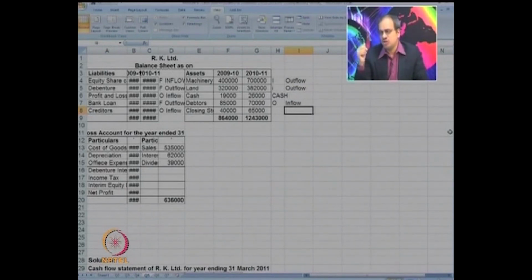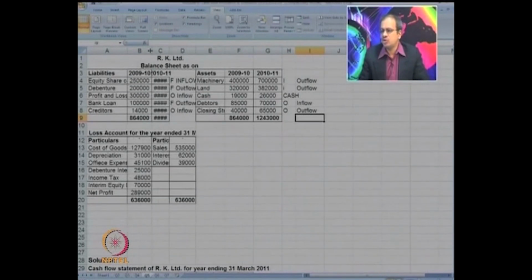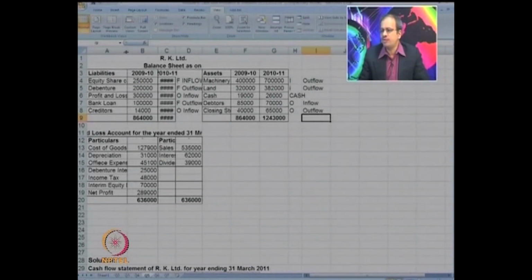Last one is closing stock or inventory. Again, it is an O item. Now, the balance has increased, so it represents an outflow. I hope you are all getting all the items. Now, let us look at P&L items. We have seen most of the balance sheet items. Now, come to P&L items.